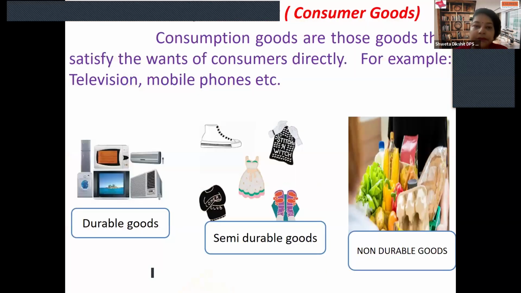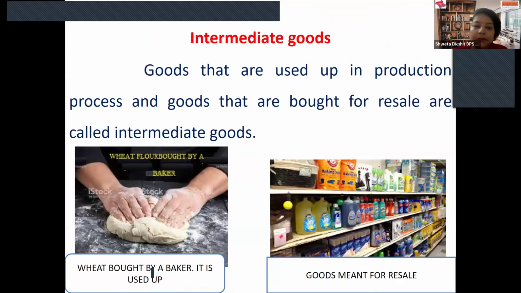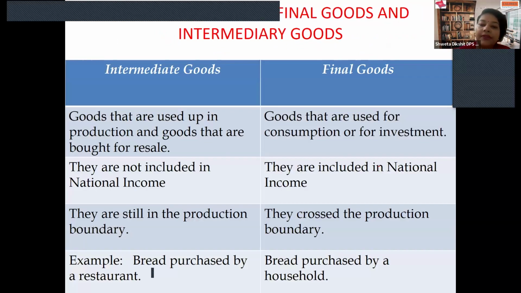These are the differences, as you can see on your screen. You can take a screenshot of it. It will help you a lot. As I just mentioned, the same thing can be an intermediate good and a final good. So here's the last point as an example, which makes it very clear that bread at the same time is an intermediate good and a final good.